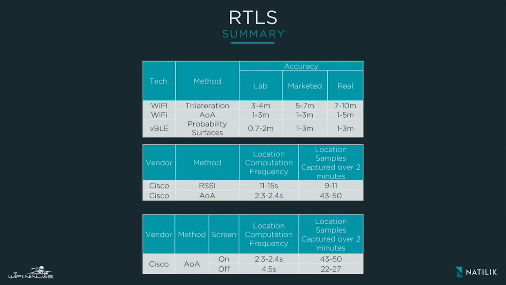Okay, and a very quick summary, I won't go over the accuracy again, but the very important thing is the calculation frequency of the location of your client. So when you are using trilateration, like RSSI based technique, your location is being calculated every 11 to 15 seconds with Cisco.